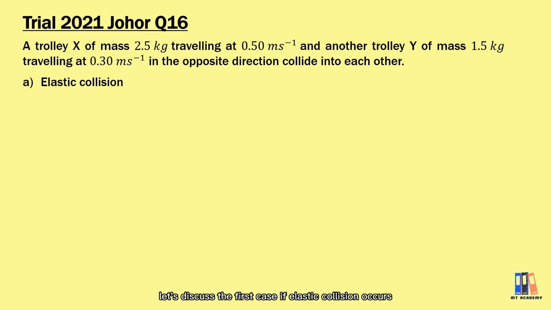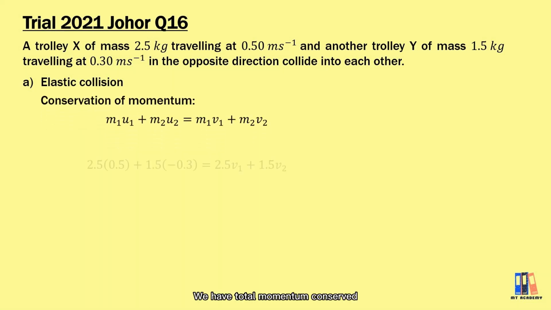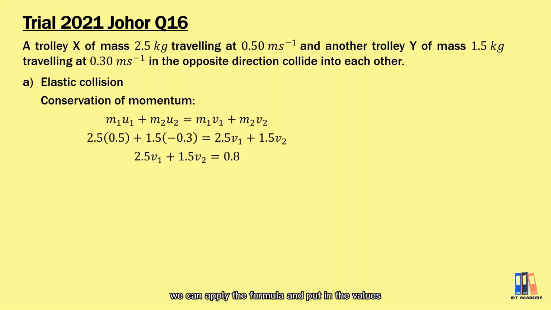Now, let's discuss the first case, if elastic collision occurs. We have total momentum conserved, so we can apply the formula and put in the values. Take note the values of the initial velocity are 0.5 meter per second and negative 0.3 meter per second, since they are traveling in the opposite direction. So we'll obtain the equation 2.5v1 plus 1.5v2 equal to 0.8.